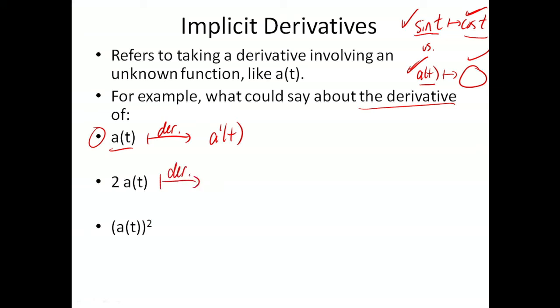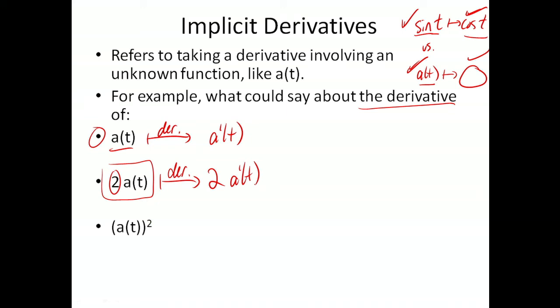Okay, so how about the next one? So 2 times a of t. If I want to compute the derivative of that, 2 times a of t, well, again, I'm not going to be able to say exactly what the answer is. But we have a rule in our chart that says if you have a coefficient, which is what 2 is, and you want to do the derivative, you would carry the coefficient over, and then you would compute the derivative of the rest. And you've used that rule a whole bunch of times.